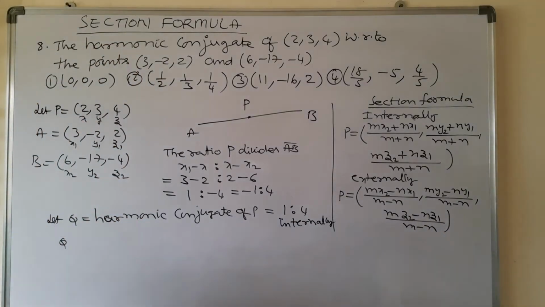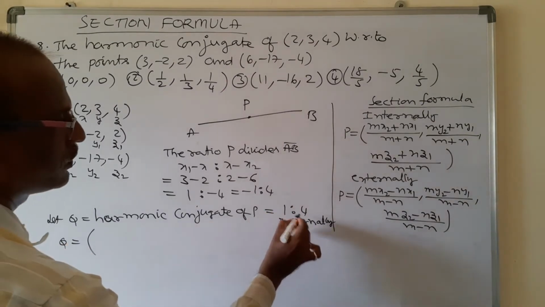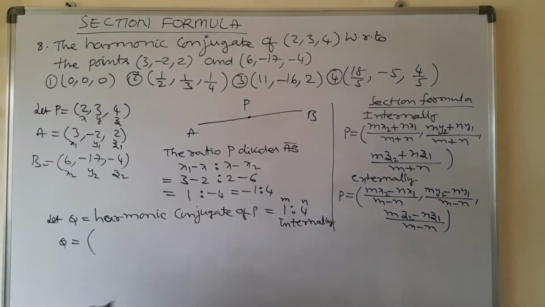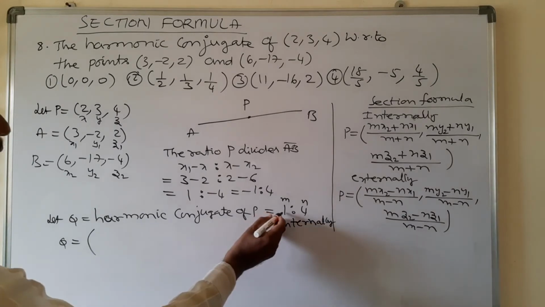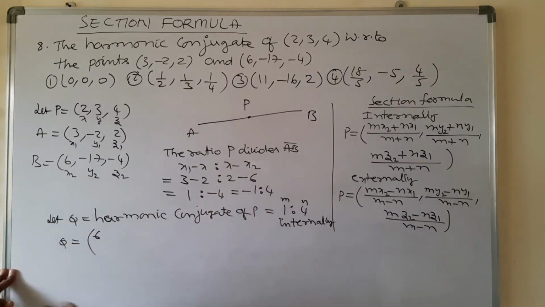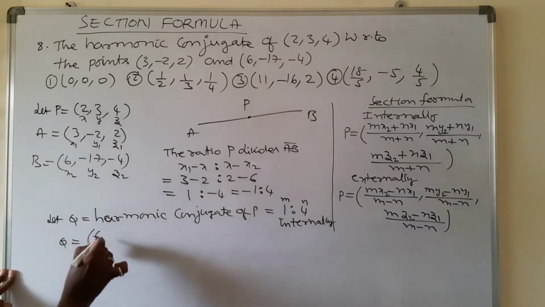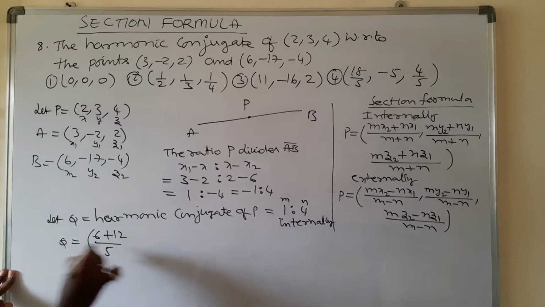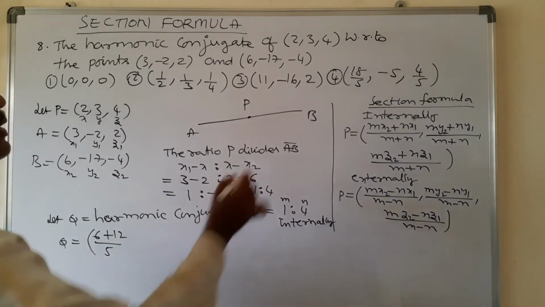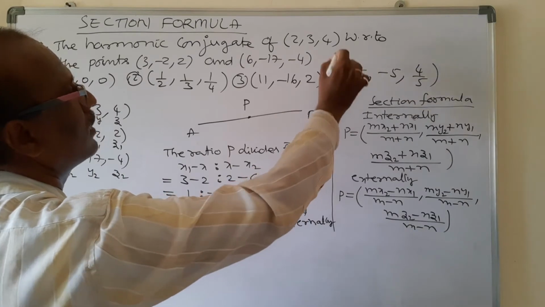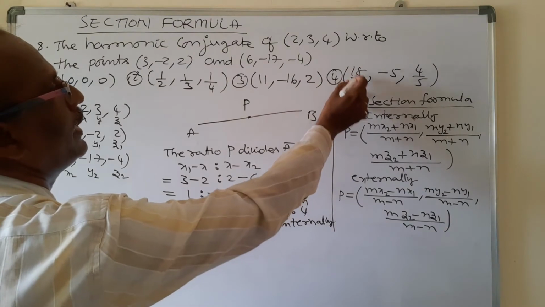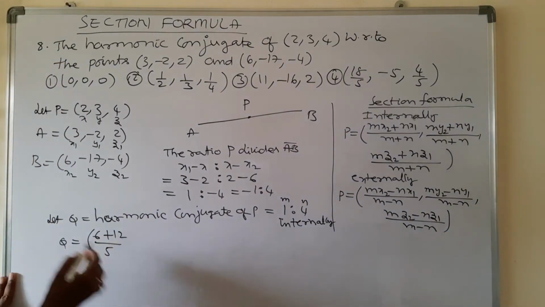Here, to find the Q value, m is equal to 1, n is equal to 4. Apply the formula: mx2 is 1 into 6, nx1 is 4 into 3, 12, divided by m plus n, 1 plus 4, 5. Here 5 is only in the fourth option. This is the correct answer. Here 5, 4 plus 1, 5, 18 by 5. 6 plus 12, 18 by 5.